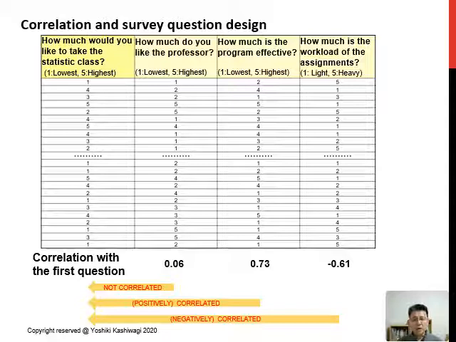Once you take a correlation between the first question, how much would you like to take the statistics class, this is the degree of the preference for this class. And if you take this result and correlate it with the other 3 questions, you can see the correlation between the questions. Now you can find the result. What can you say from this result? What is your conclusion based on this result?